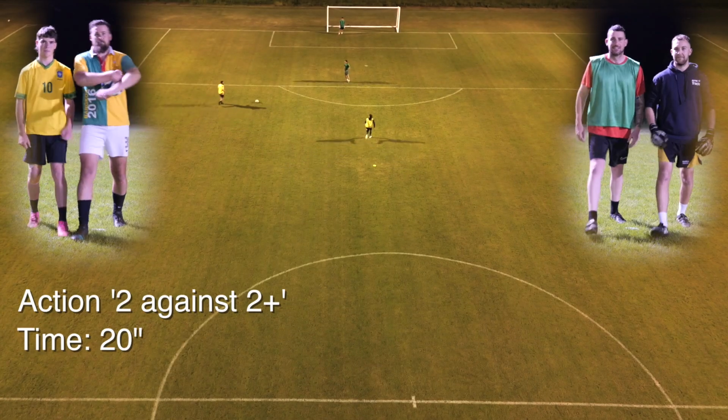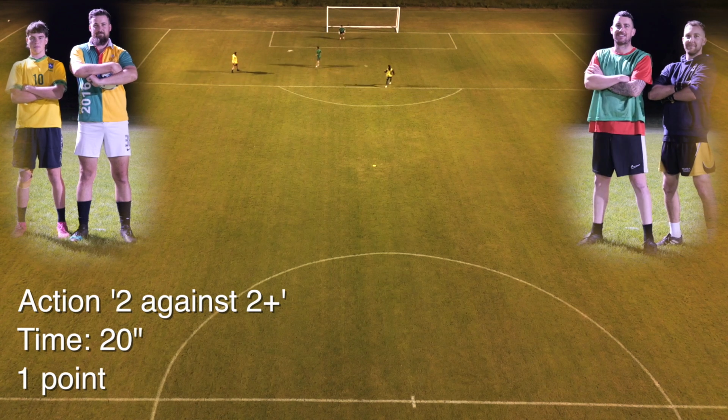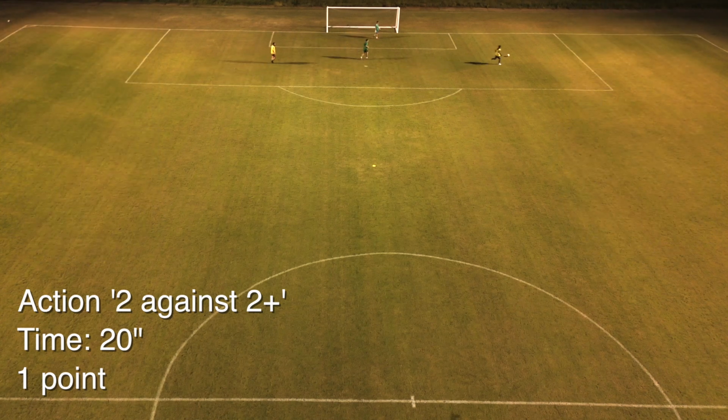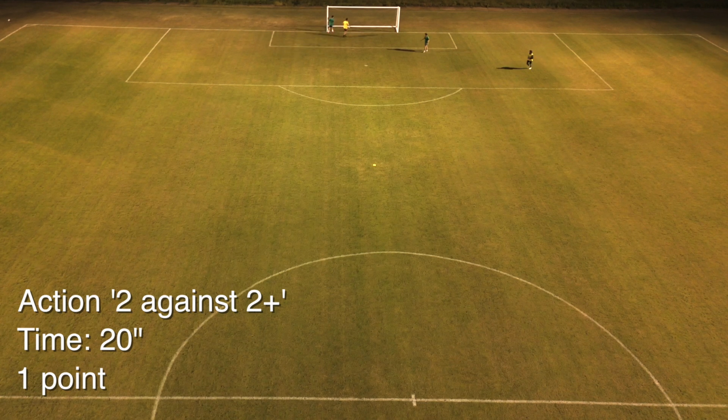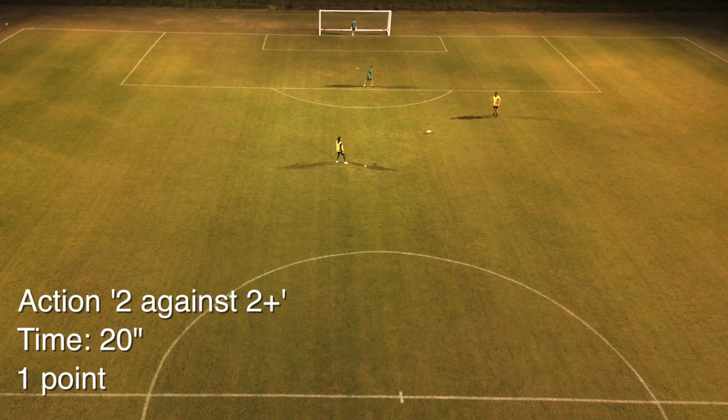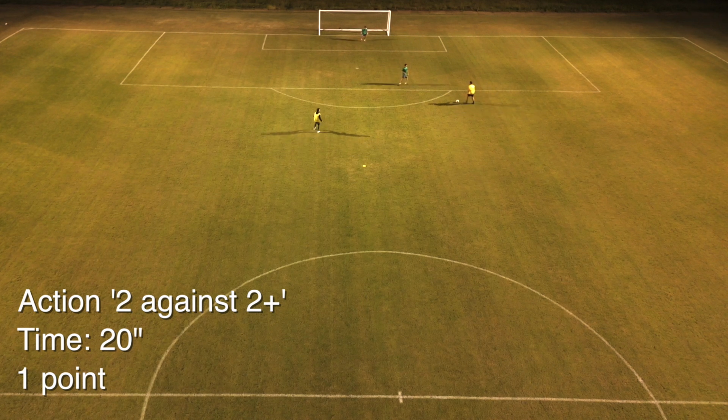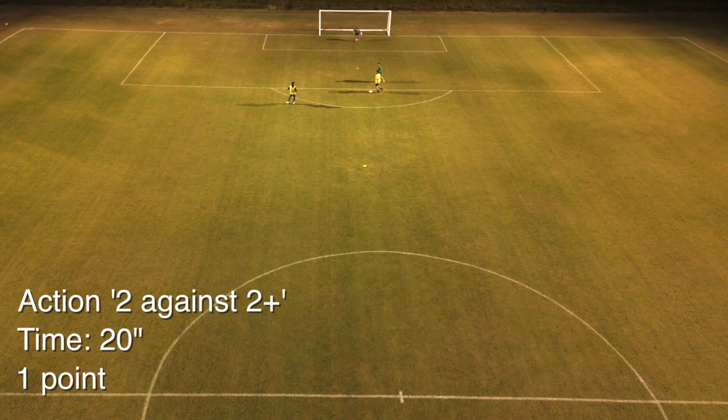Action 2 against 2 plus. 2 players per team participate. During the action, the defending players must be located within their own penalty area and cannot leave it. Attackers can only score from outside the penalty area or from within the goal area. They have 20 seconds to try to score this goal, which is worth 1 point.